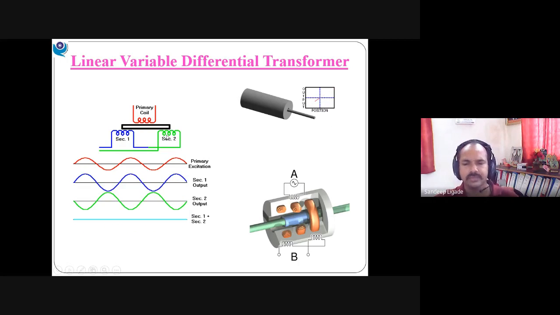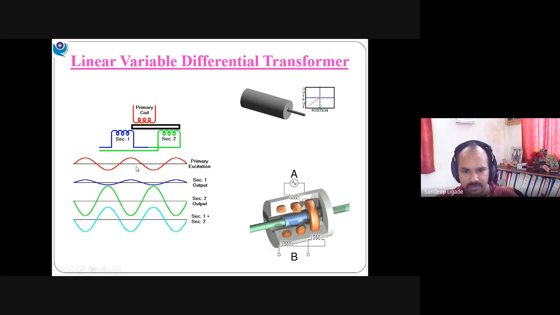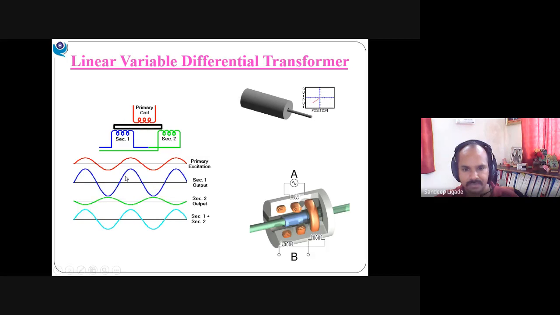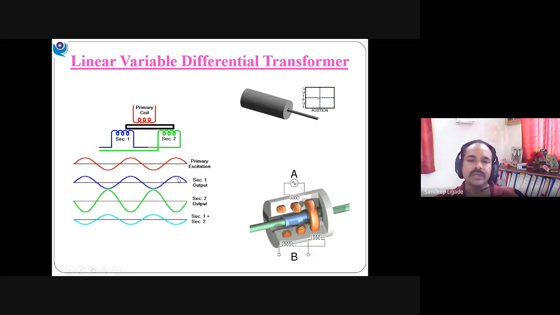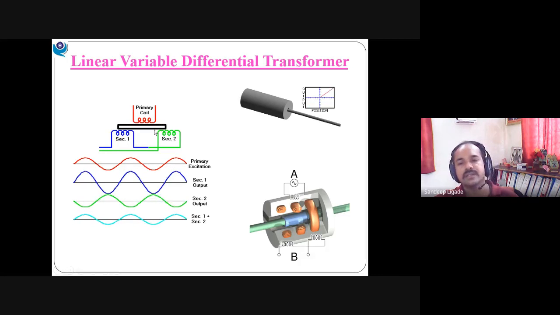Ideal case 0, fine. But when the core is at the center position, the voltage developed across secondary 1 is equal to the voltage developed across secondary 2. Both are equal and opposite, hence they get cancelled. You can see in the animation that when the core is at the center position, the output voltage is 0. When the core position is at the right hand side, green is maximum, and when the core position is at the left hand side, blue is maximum. In this way, we can simply detect the position, or you can say displacement.